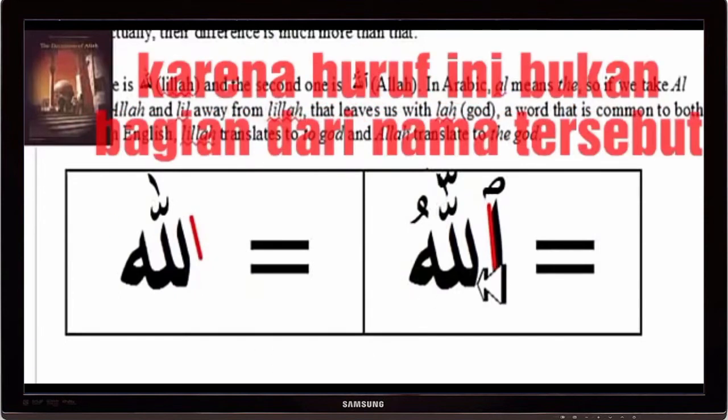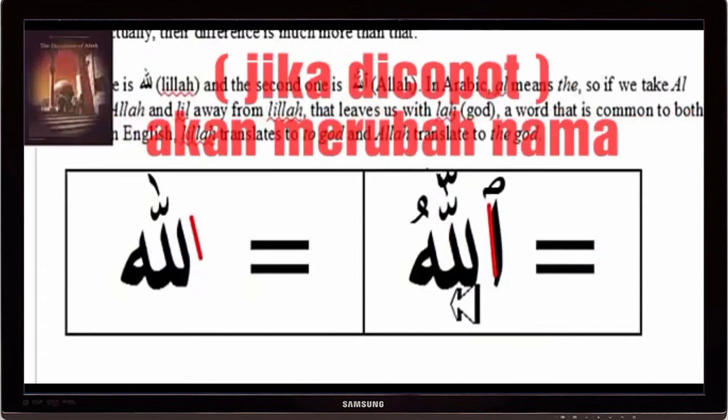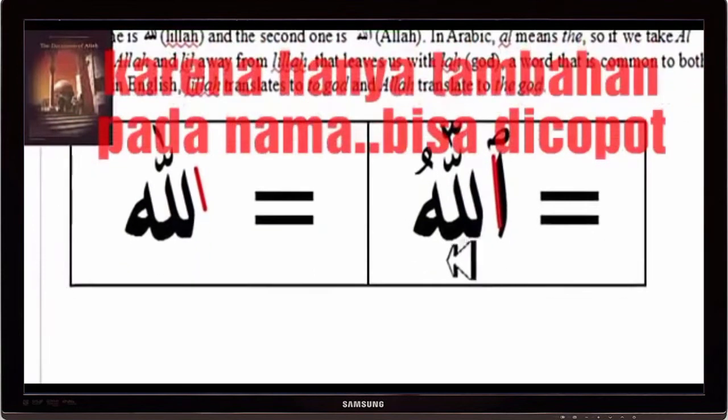Because simply this is not part of the name. If it's part of the name, you cannot take it off, because this will change the name. But because it's additional to the name, then you can take it off.